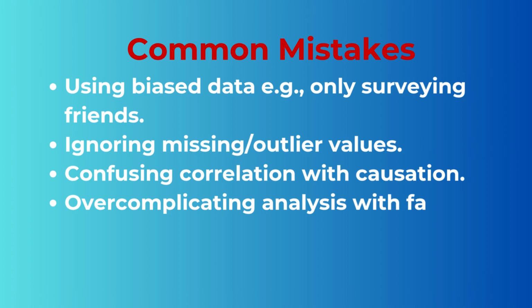Third, confusing correlation with causation. Just because two things move together doesn't mean one caused the other. Ice cream sales and drowning rates both rise in summer, but one doesn't cause the other. Fourth, overcomplicating analysis with fancy tools. Beginners often jump to advanced tools when simple methods like Excel would give the same insights more clearly.